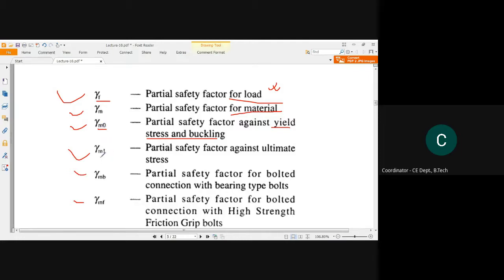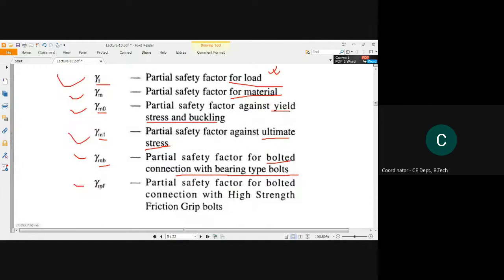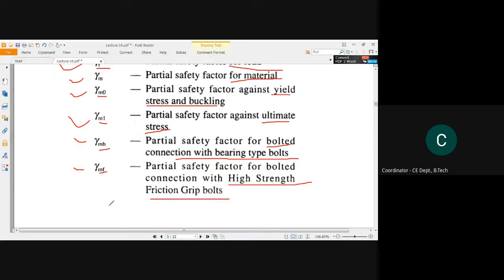Next is M1. M1 represents the partial safety factor against ultimate stresses. Gamma Mb will be the partial safety factor for bolted connection with bearing type bolts. Next is gamma Mf. Mf represents the partial safety factor for bolted connection with high strength friction grip bolts. So these are some corresponding safety factors you need to remember.